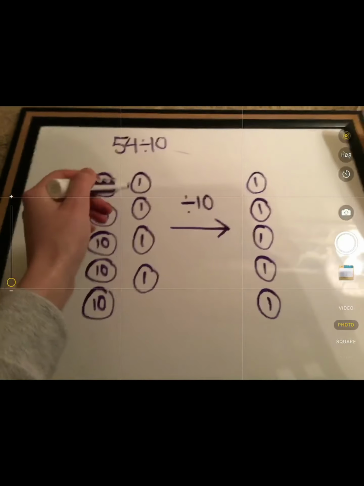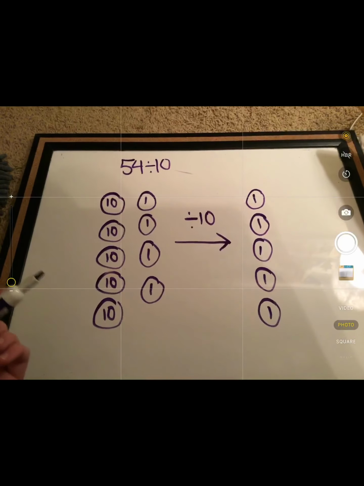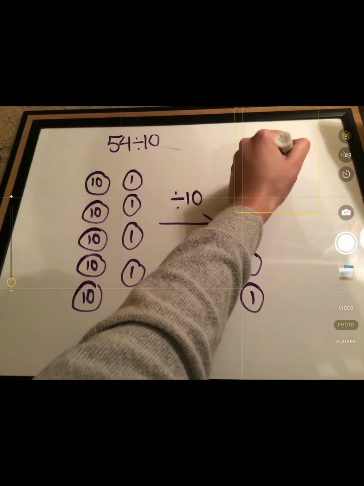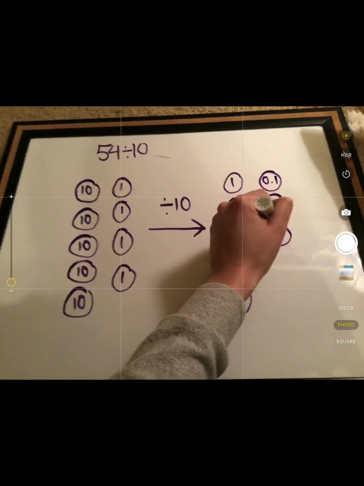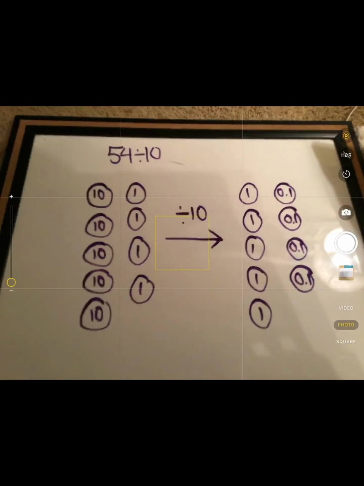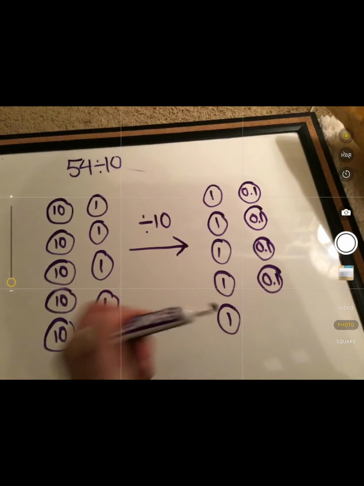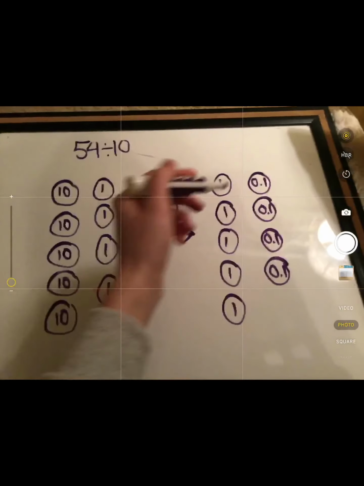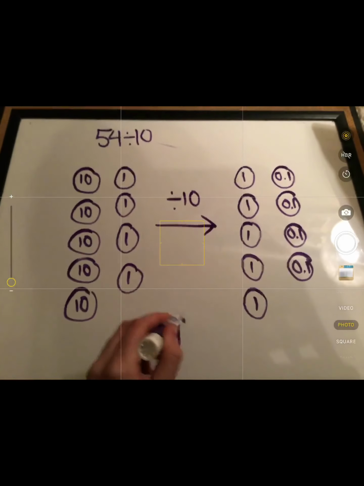And then I need to look at 1 divided by 10. Well, 1 divided by 10 means that I would need to shift my decimal to the left. So that means I would have 1/10, and I would do that 4 times. So if I were to write my answer as a decimal, I would have 5 ones and 4 tenths.